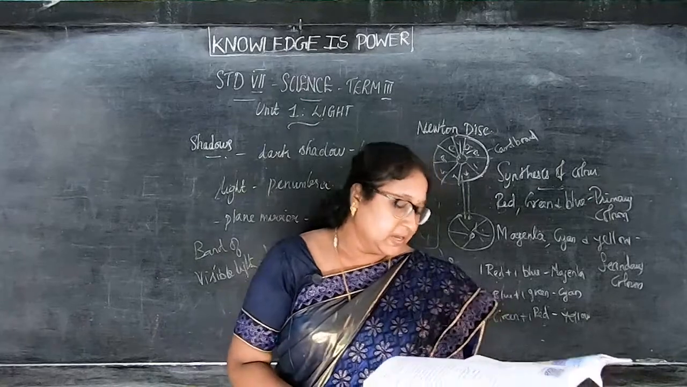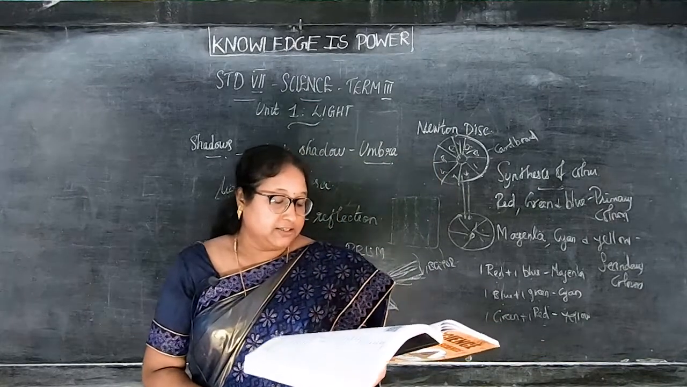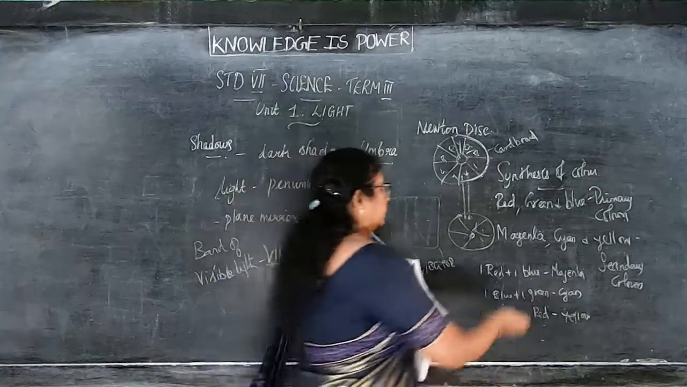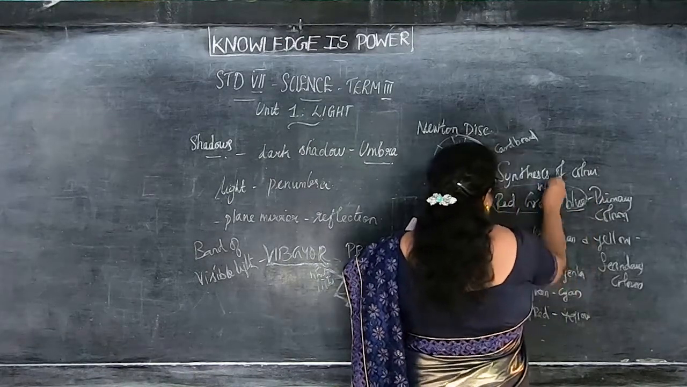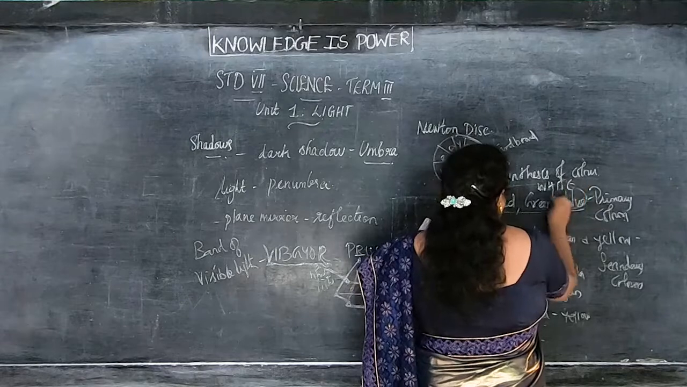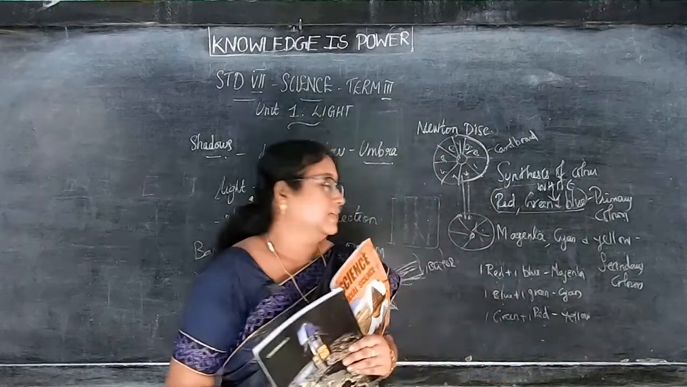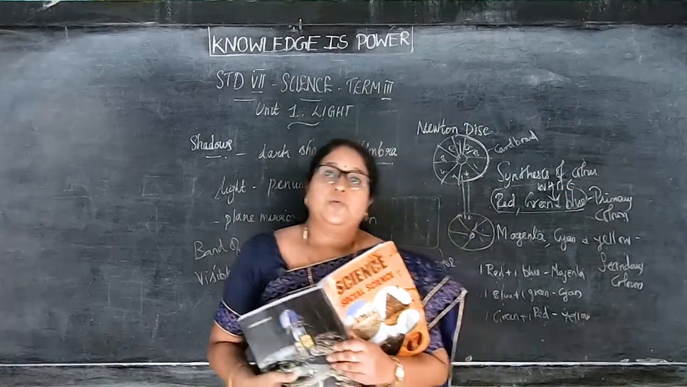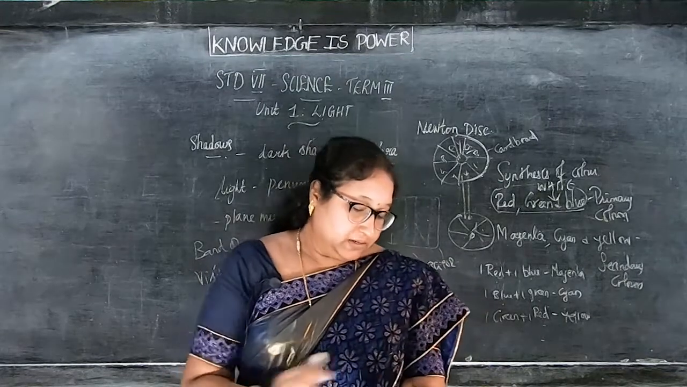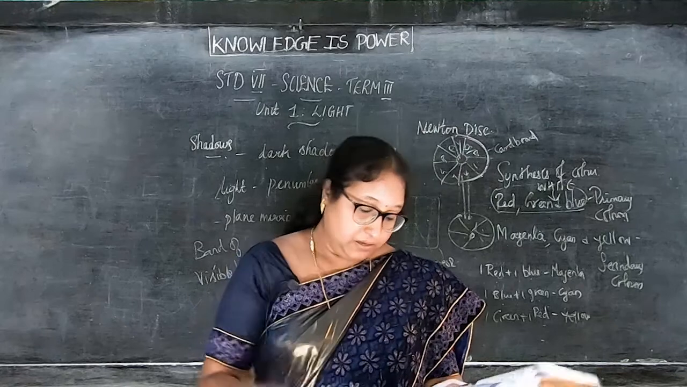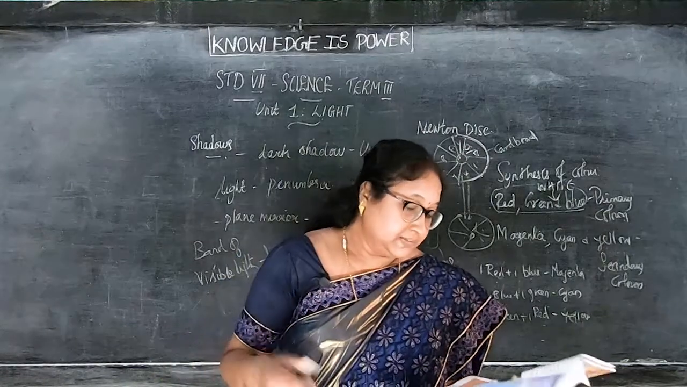Okay, next. Equal proportion of all the 3 colors create white. Thus all the 3 colors give you white. Okay, so all the combination of this red, green and blue gives you what color? White color.